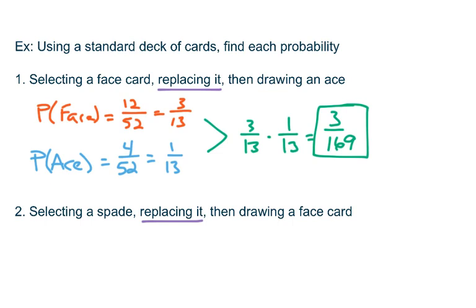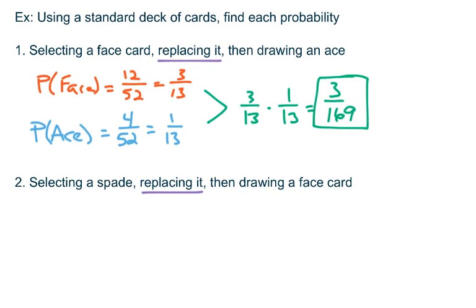Again, we're replacing, so we are talking independent probabilities or independent events. We need to find the probability that we get a spade. There are 13 spades in the deck out of the 52 cards. If you want to jump right into 1 over 4, I'm okay with that. That totally makes sense to me. You don't necessarily have to show me 13 out of 52 to start with.